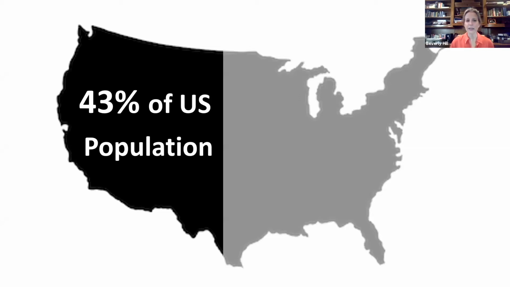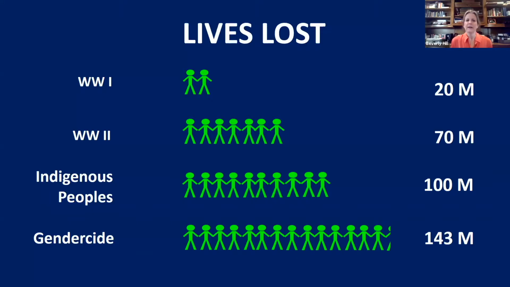Another way to put it in context is to compare it with other atrocities and huge losses of life. In World War I, we lost 20 million people. In World War II, we lost 70 million. The genocide of the indigenous peoples in the New World, the Native Americans, not just in North America, but in Central and South America too, adds up to about 100 million. Gendercide is the loss of 143 million. It is the largest atrocity the world has seen, and yet virtually no one knows about it.